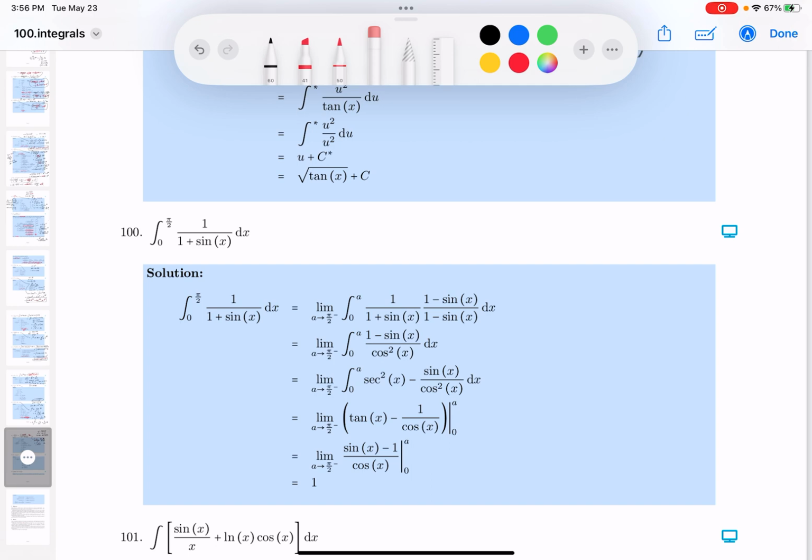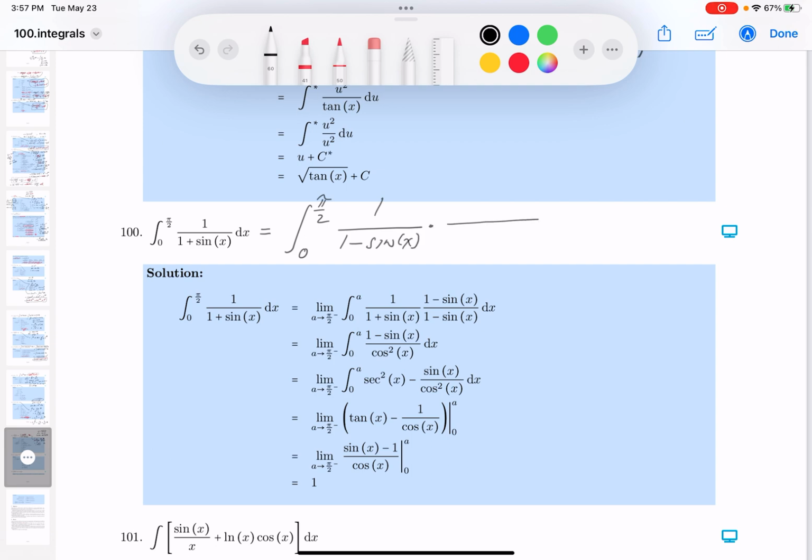Okay, for number 100, it's a definite integral, and I'm kind of curious what the result's going to be. Probably what I would do in this one is just look at it. There's not much I could do with it. But I'm going to multiply top and bottom by the conjugate of the bottom, and hopefully something works out nice.